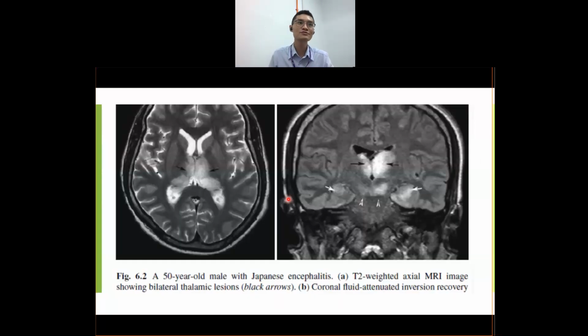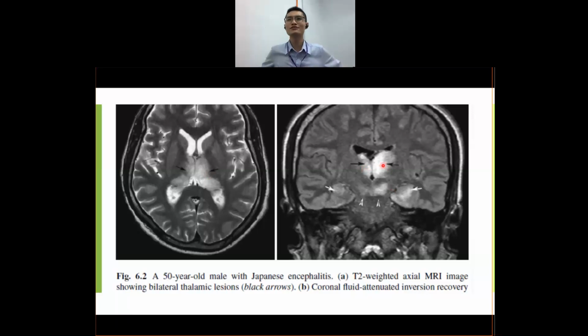All right. So this is another patient with encephalitis also, but this time at a different region of the brain. Just like herpes simplex encephalitis was around the medial temporal lobe I mentioned just now, in this patient, he has lesions in the thalamus. You can see both thalami are brightly lit up. This is a common spot for Japanese encephalitis.